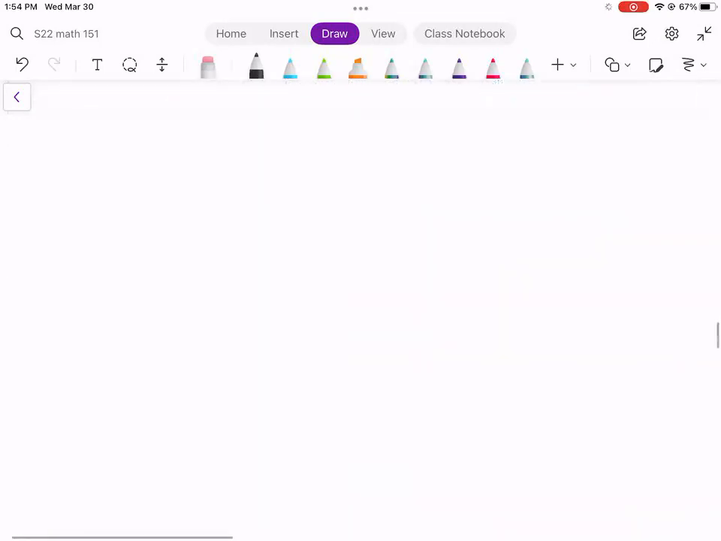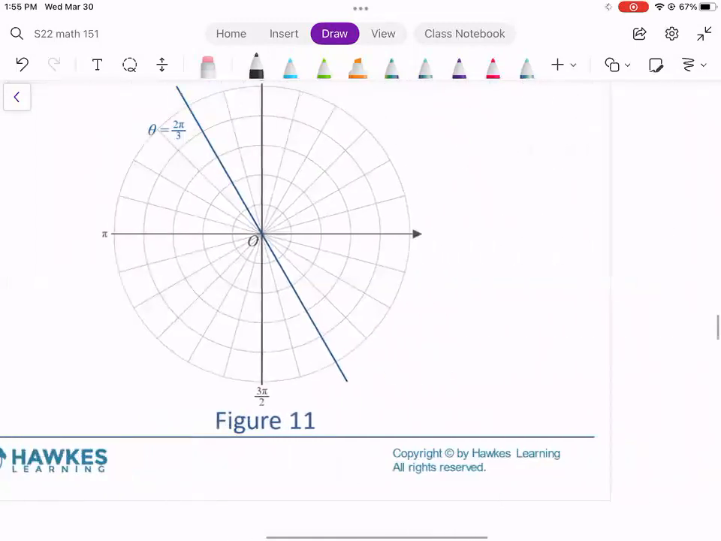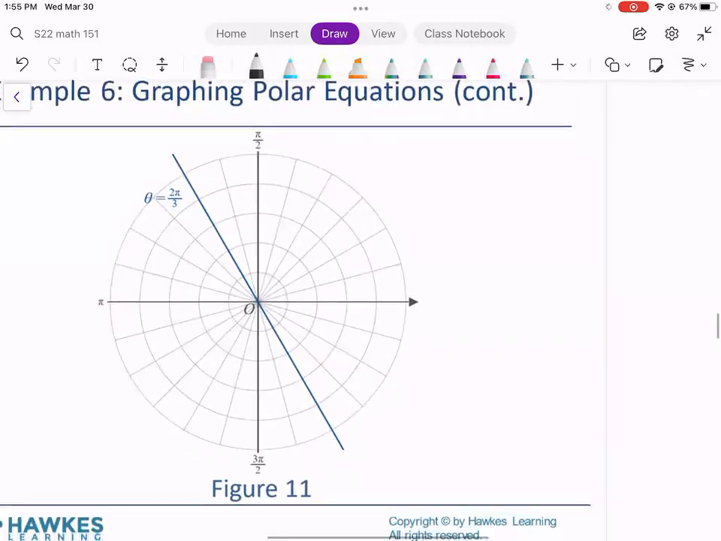Likewise, if theta is always a certain value, in this case 2 pi over 3, I know that my radius could be this long, my radius could be this long, my radius could be negative. But my theta is always going to be 2 pi over 3. So in that case, we have simply a straight line.